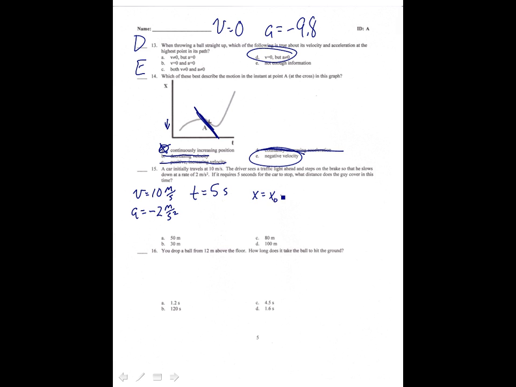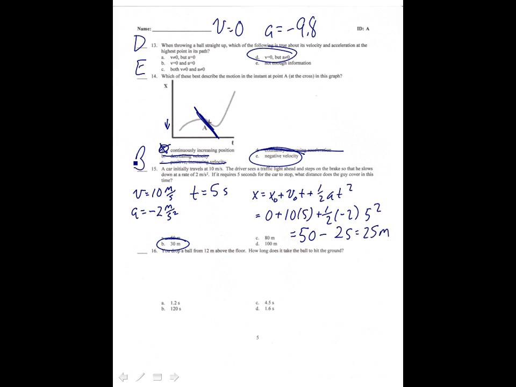X is equal to x0 plus v0 t plus 1/2 at squared, which is equal to 0 plus 10 times 5 plus 1/2 times minus 2 times 5 squared. And that gives us an answer of, let's see, 50 minus 25, which is 25 meters. Which rounds up, just keeping one sig fig, to 30 meters. So number 15 is B.